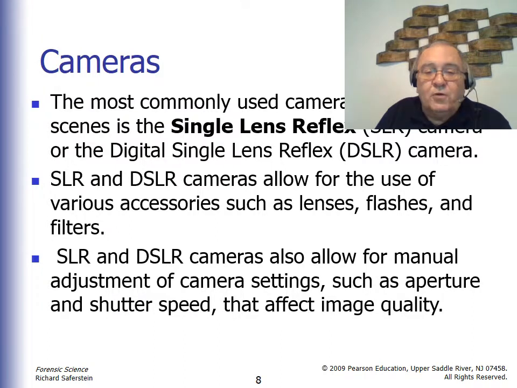I touched upon this earlier. You're going to be doing manual adjustments with your camera, having to do with aperture, which is the opening of the lens, or how much light is let into the lens, the speed of the shutter, which has to do with how long the light is allowed to get into the lens and be placed on the sensor. All that affects the quality.